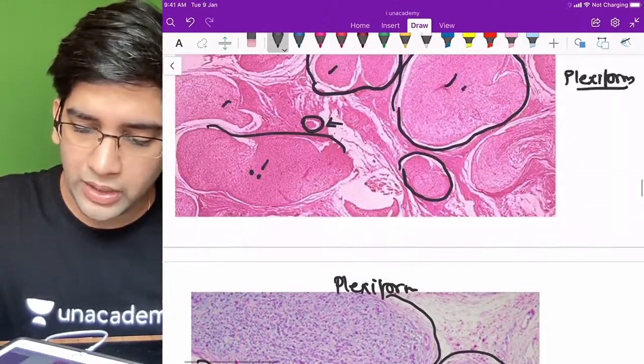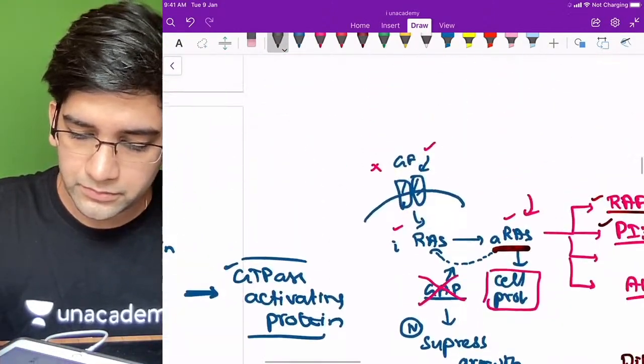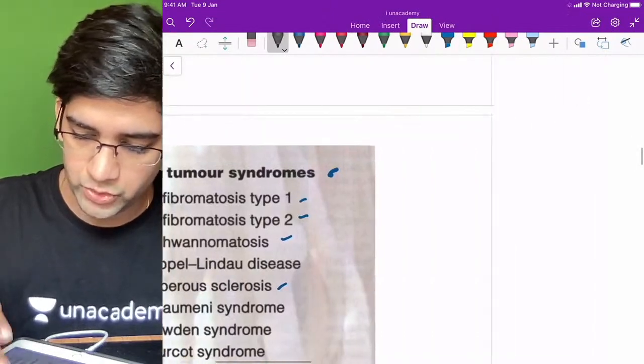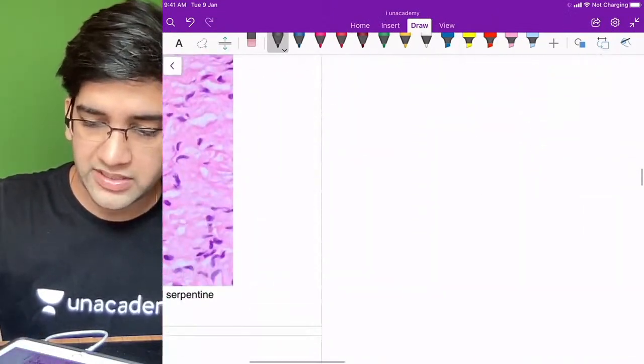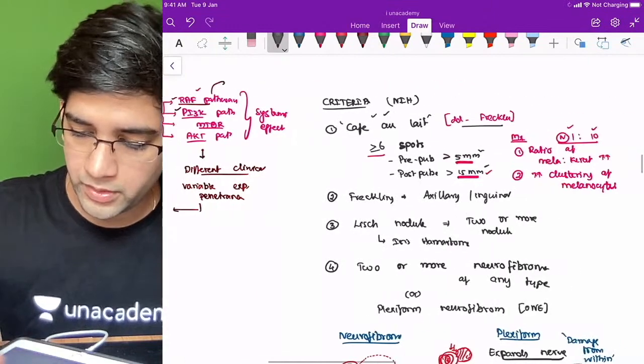I do have a few things other than this. Just a second, where did it go? Apart from your neurofibromas and apart from your here.